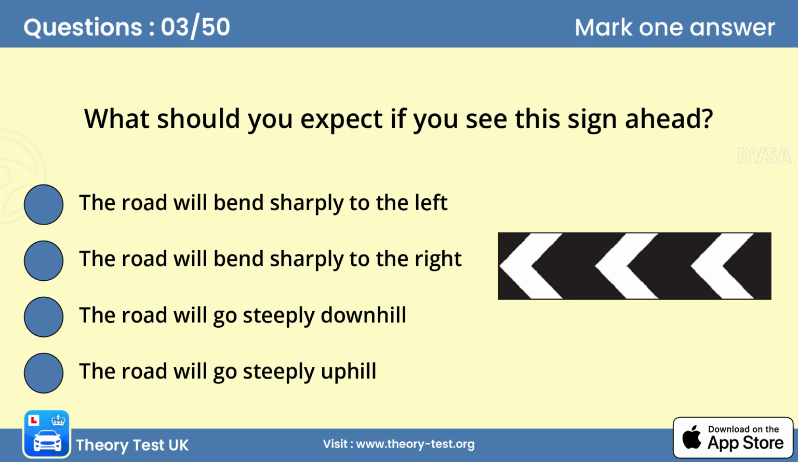Question 3. What should you expect if you see this sign ahead? A. The road will bend sharply to the left. This sign indicates that the road will bend sharply to the left. Slow down in plenty of time and select the correct gear before you start to turn. Braking hard and late, while also sharply changing direction, is likely to cause a skid.